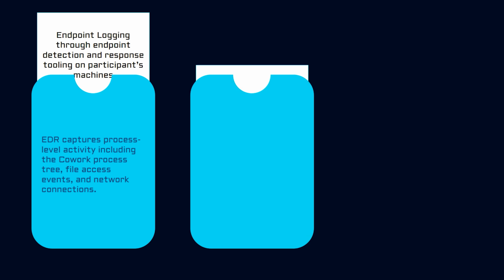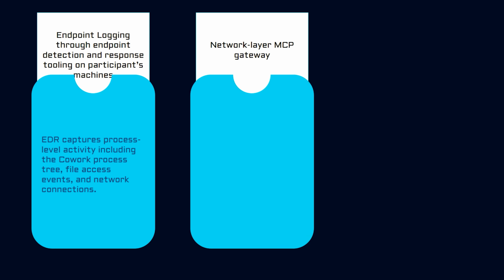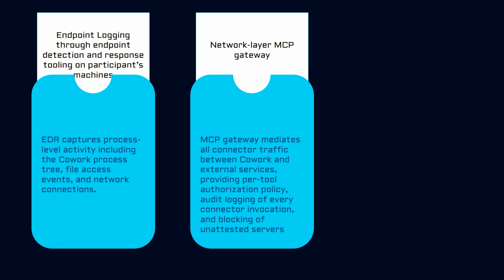The second pattern is a network layer MCP gateway. An MCP gateway mediates all connector traffic between Cowork and external services, providing per-tool authorization policy, audit logging of every connector invocation, and blocking of unattested servers. Third-party MCP gateway products entered the market in early 2026. This is an emerging compensating control category that pilots in highly regulated environments should evaluate.